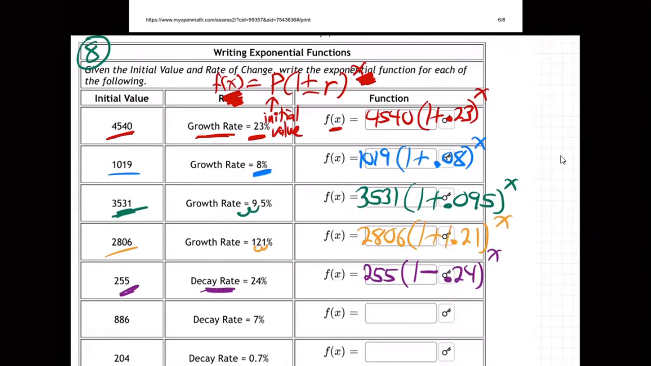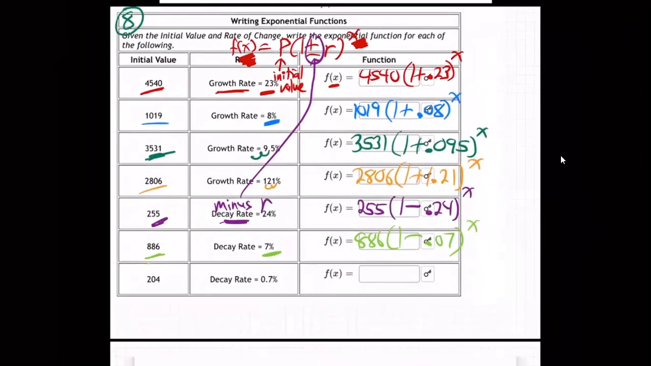Does that make sense? All the decay ones are minus r. See how it's plus or minus? So for growth, use a positive rate. For something that's getting larger, like the population of the planet, that's growth, a positive rate of change. But if something is shrinking, decaying, going down, then you use a negative rate of change, negative R. So let's keep going. 886, that goes in the front. 1 minus 0.07, 2 places back, to the x. And the last one, 204.